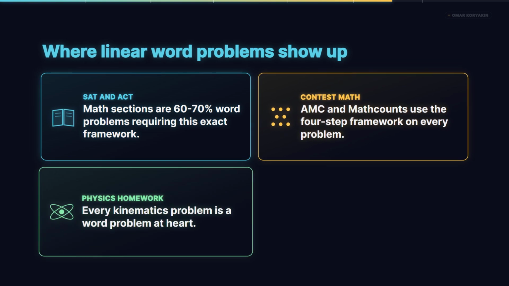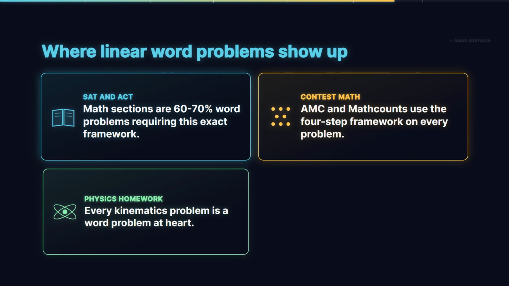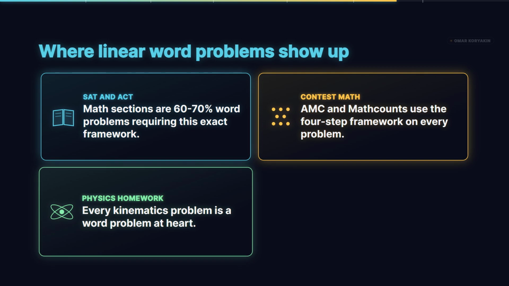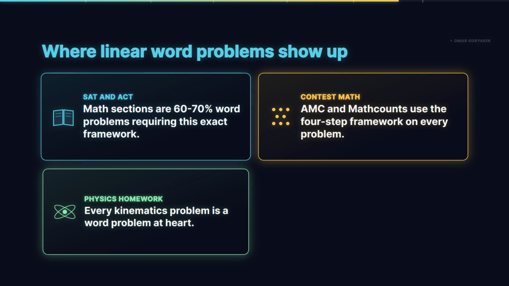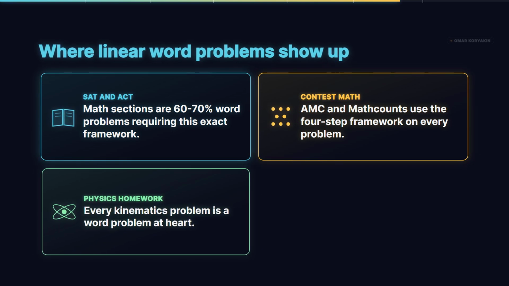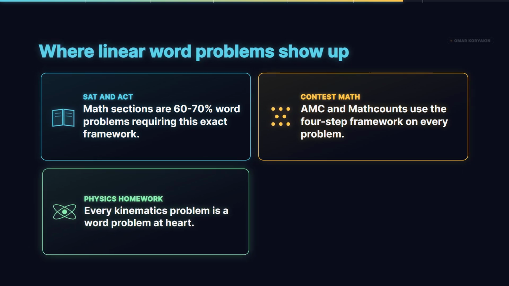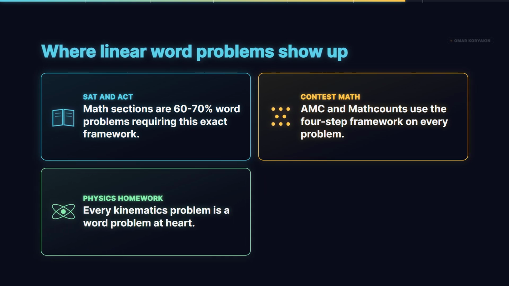In physics homework, every kinematics, dynamics, and thermodynamics problem is a word problem at heart, requiring the same translate, solve, verify rhythm with physics-specific templates replacing the generic algebra templates. The 4-step framework is exactly the same, only the specific templates change to formulas like distance, rate, time, force, mass, acceleration, work, energy. Physics students who have internalized the framework move through homework noticeably faster than those who solve each problem from scratch.